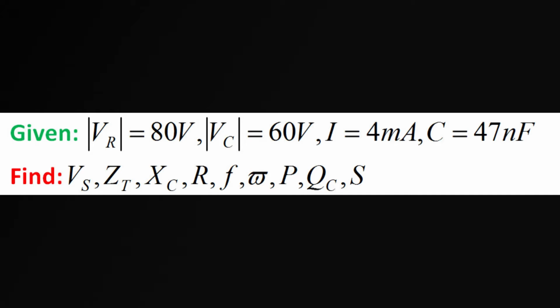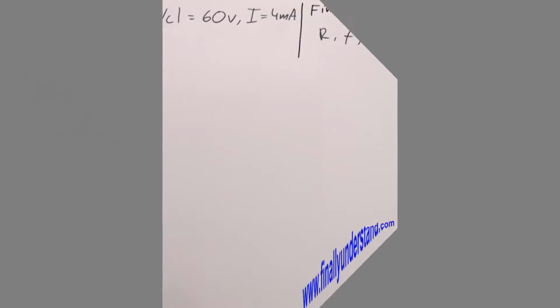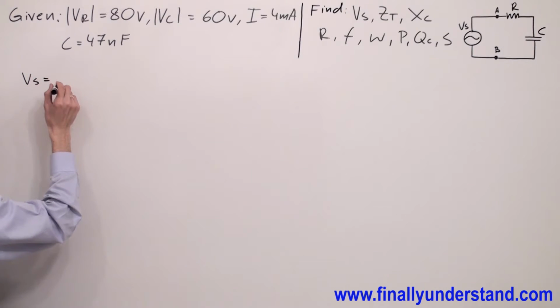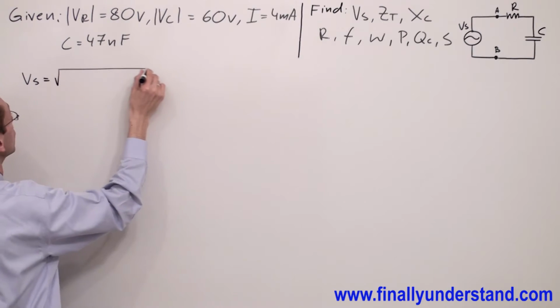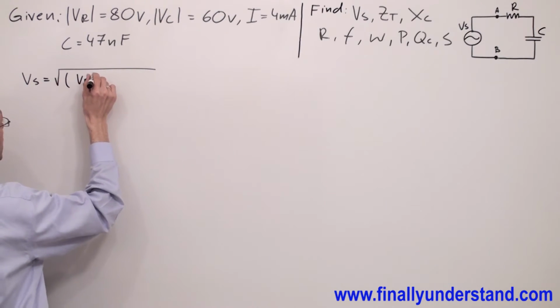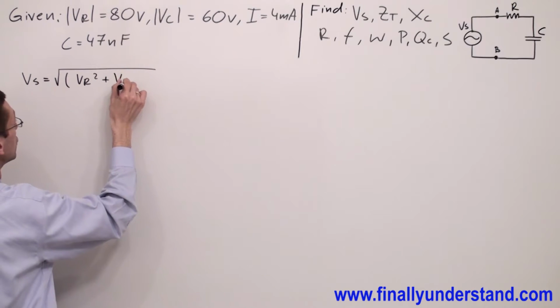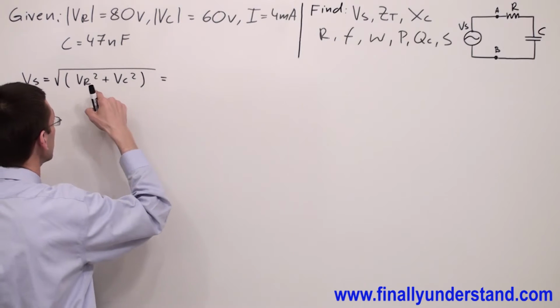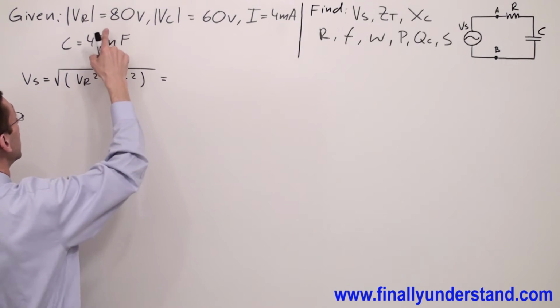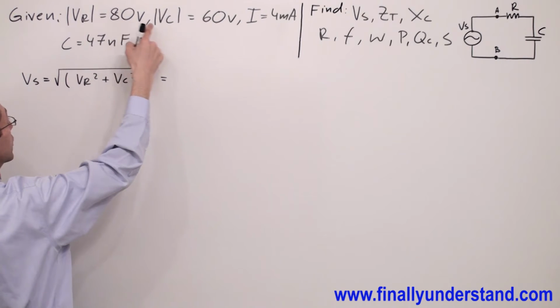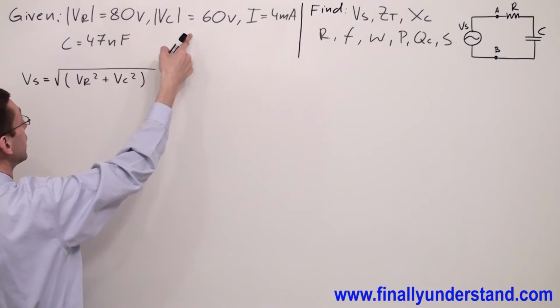We have another example on the board. In order to find voltage source, I'm going to use Pythagorean theorem. Voltage source is equal to the square root of VR squared plus VC squared. Why am I using Pythagorean theorem? Because I have voltages given across the resistor and across the capacitor, but I'm missing angles.